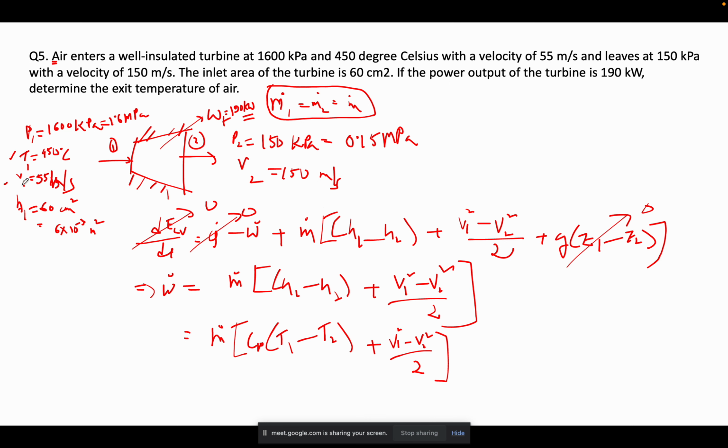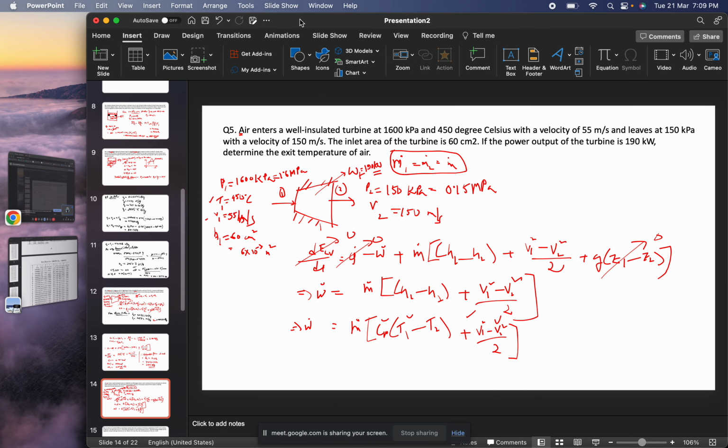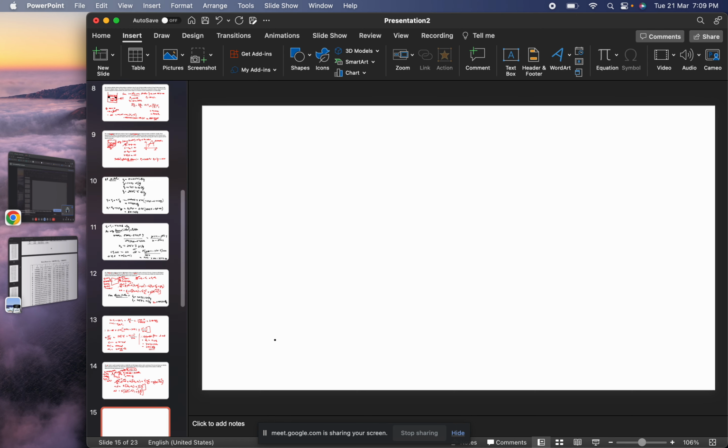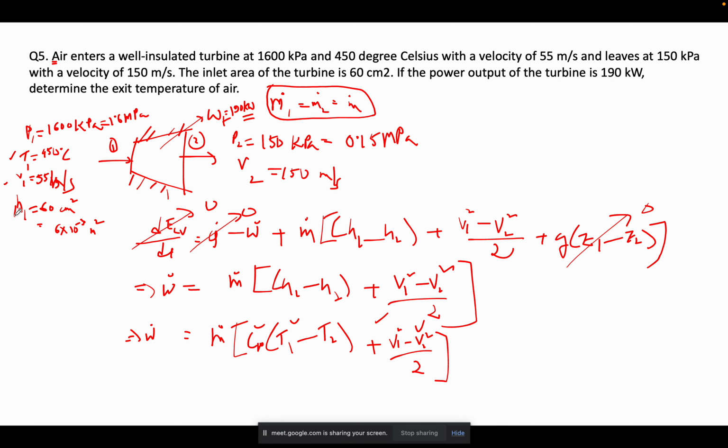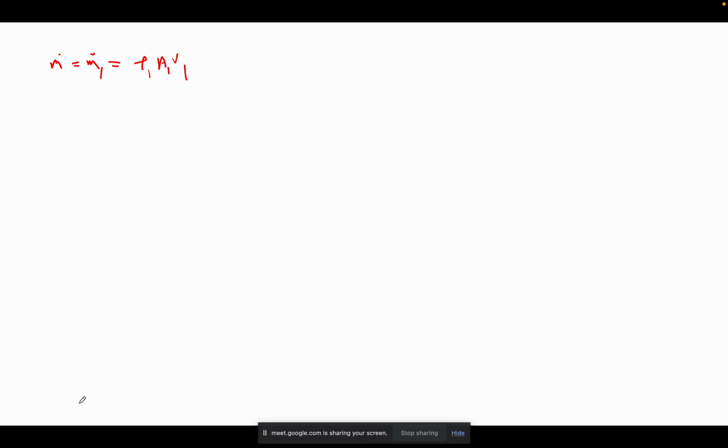Do I know V1? Yes. Do I know V2? Yes. So this one I know, this one I know, this one I know. I know Cp of air, I know W. Now one more thing is left with us is M dot. Now how will we calculate m dot? M dot is basically your m1 dot, which is basically rho 1 A1 V1. Okay, so I know A1, I know V1. How will I calculate rho 1?